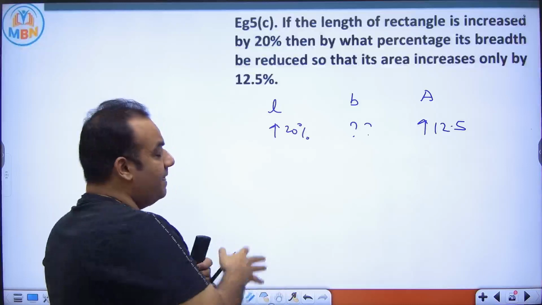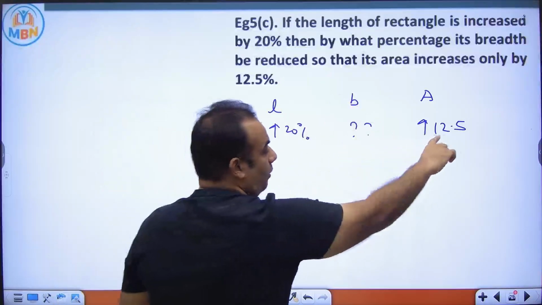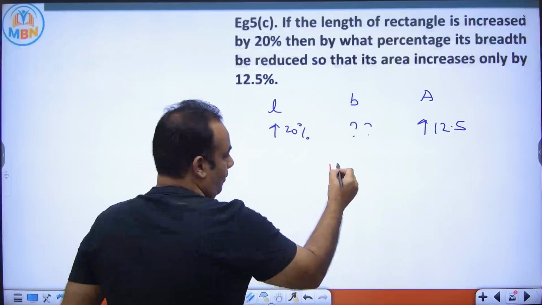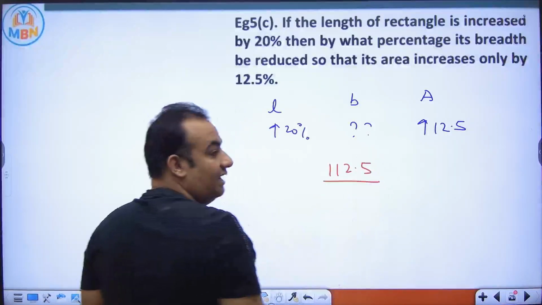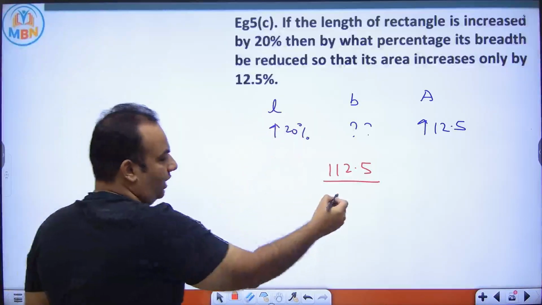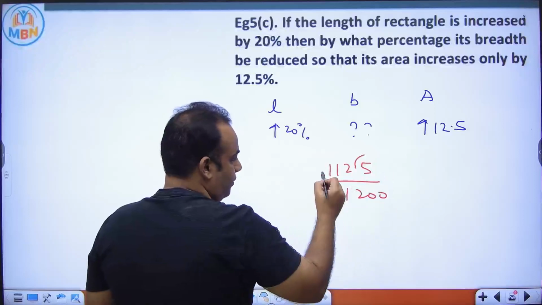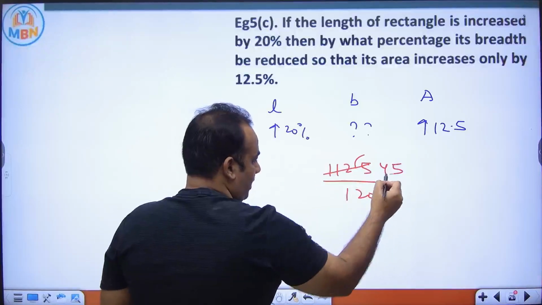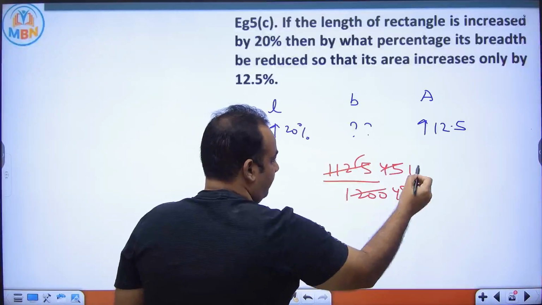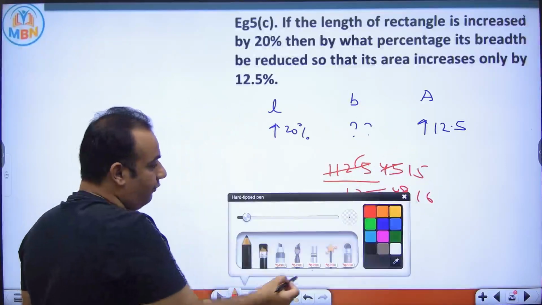So what can you say? Suppose the original value of area is 100. Now it becomes 112.5. So just write 112.5 divided by the length ratio. If the original value of length was 100, it is increased by 20, so 120. Just take their ratio. Take the decimal 25, cancel by 25. So this is 15 by 16. So breadth becomes 15 by 16 times its original value.